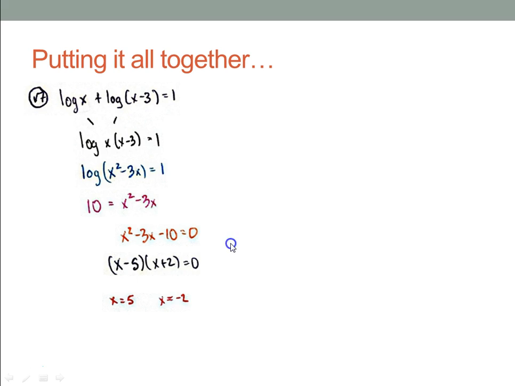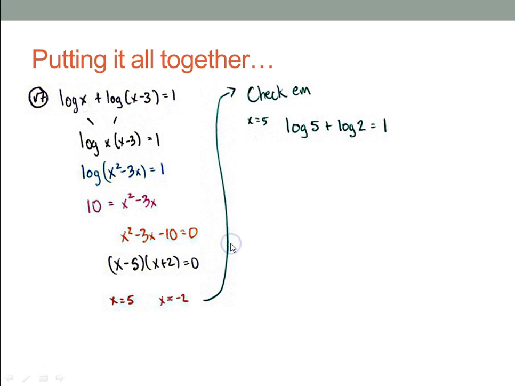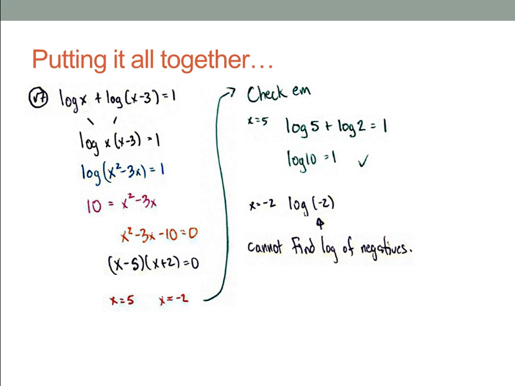All right, here's where it gets awesome. I got to check them. So I'm going to put it back in. Let's see, x is equal to 5. I'm going to put 5 into the original logarithmic function. I get log 2 because I have 5 minus 3 is 2. If I'm adding, I can multiply these logs, which means 5 times 2 is 10. And the log of 10 is equal to 1. Yeah, it is. So let's check negative 2. Red flag, we cannot find the log of negative numbers. It's not in the domain of a logarithmic function. So x is just equal to 5.